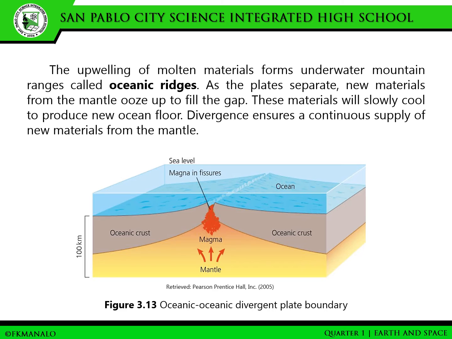As the plates continue to separate, new materials from the mantle ooze off to fill the gap. These materials will slowly cool to produce the new ocean floor. Divergence ensures a continuous supply of new materials from the mantle, as well as the formation of the new ocean floor.